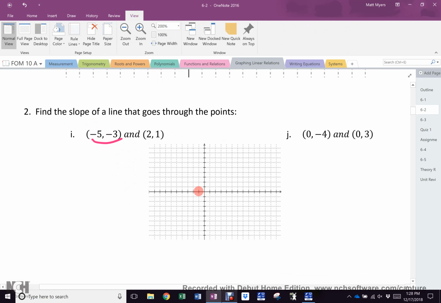Left 5. 1, 2, 3, 4, 5. And then what? Down 1, 2, 3. Agreed? Do I have a line yet? No, I only have 1 dot. How do I get to the second point? 2 to the right, 1 up. Agreed? Now I have a line.